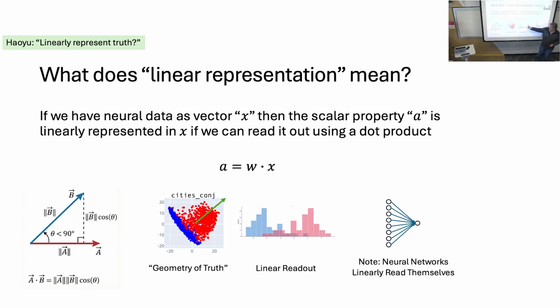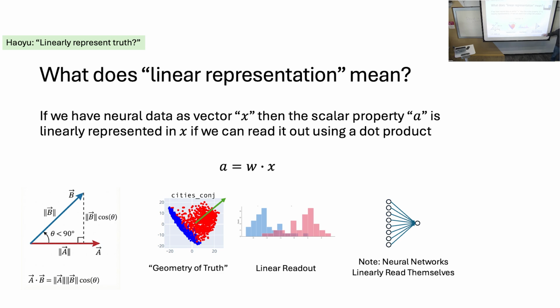I recommend you do this with your own data: make histograms like this, so you can see how well it's separating different things. All the things that are supposed to be negative are over here, and all the things that are supposed to be positive are over here. So why do people believe that anything would be linearly readable in a neural network?